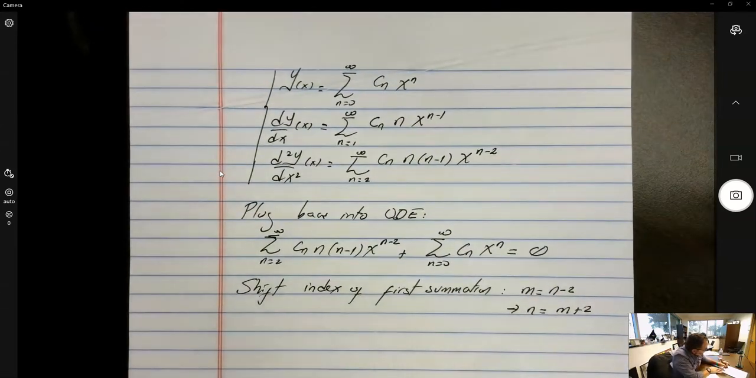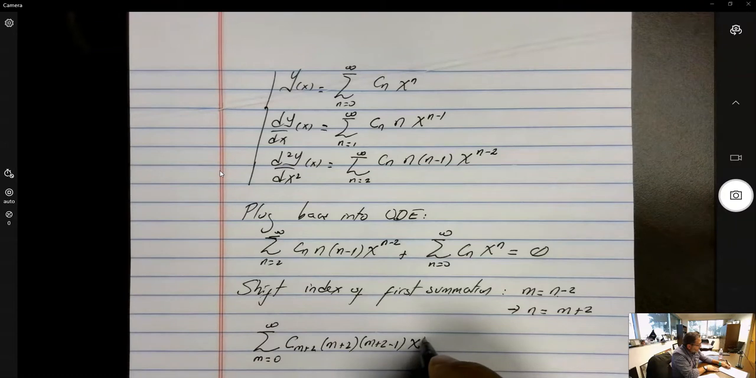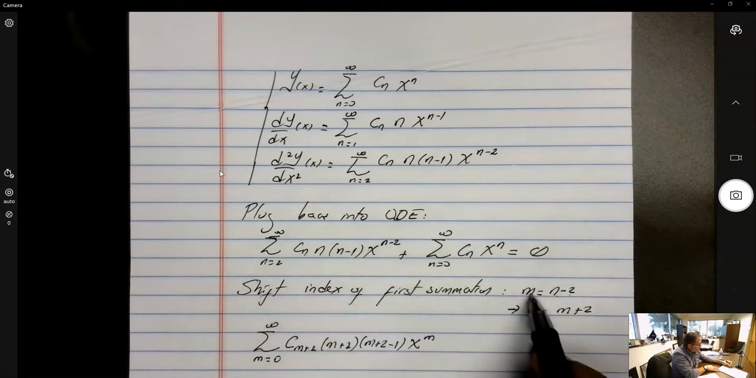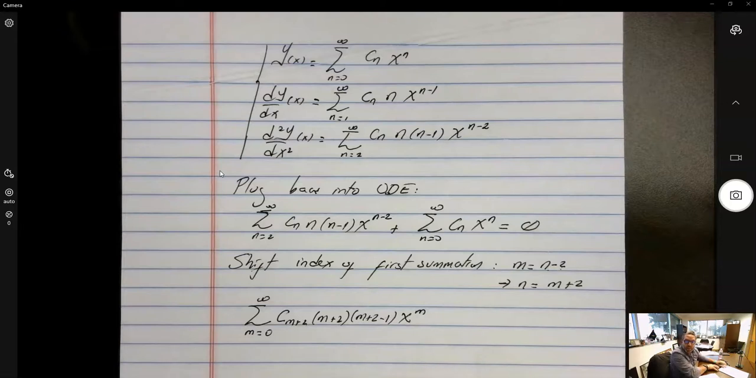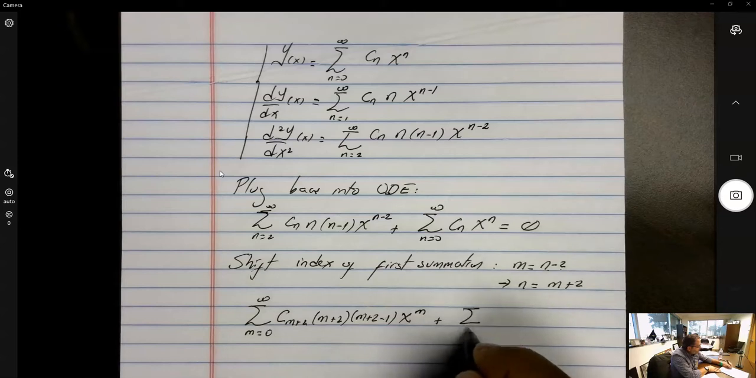So if that's the case, the first summation is going to be from m equals 0, because when n is equal to 2, m is equal to 0, from 0 to infinity, of C(m plus 2) times (m plus 2) times (m plus 2 minus 1), and x to the power of m. n minus 2 is equal to m. So I basically shifted just the notation, the index. I didn't move anything, I just replaced n minus 2 with m. So this yields exactly this. And the second one I'm going to leave as is.